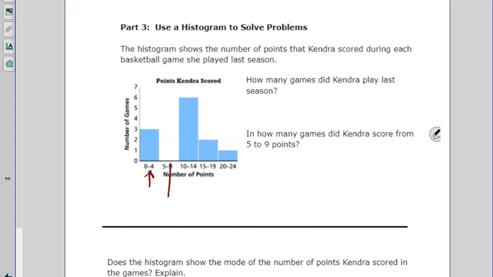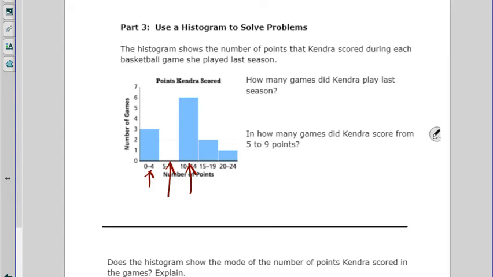Never did she score between 5 and 9 points. She scored between 10 and 14 points 6 times, 6 different games. In 2 different games, she scored between 15 and 19. She could have been 15, 16, 17, 18, or 19 points. We don't know, but we know there were 2 games in which she was within that range. And then there was 1 game where she got between 20 and 24 points.